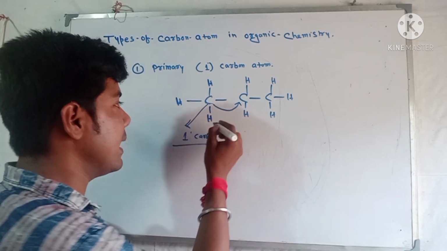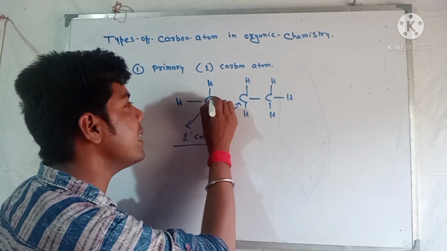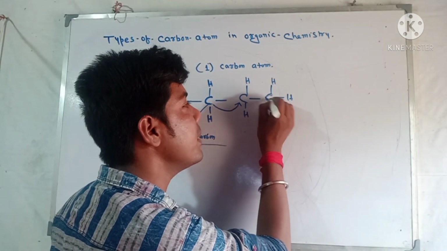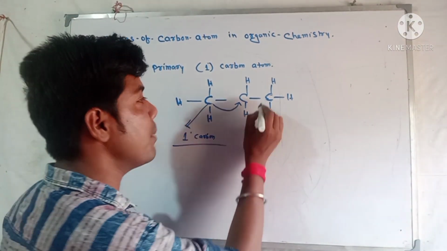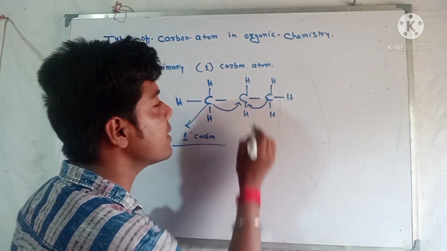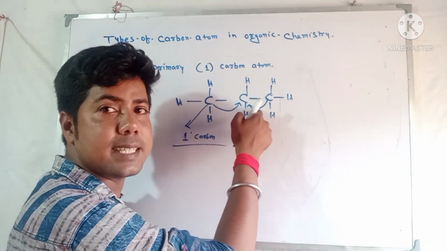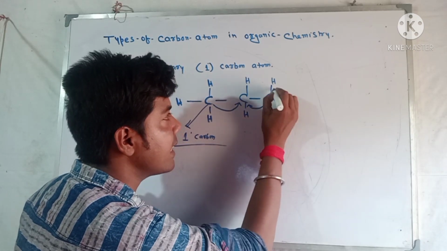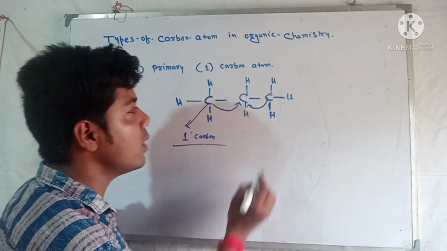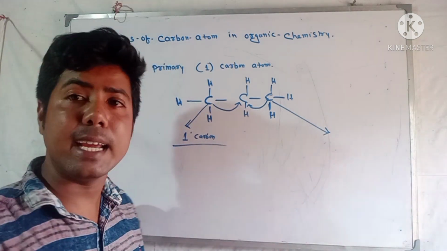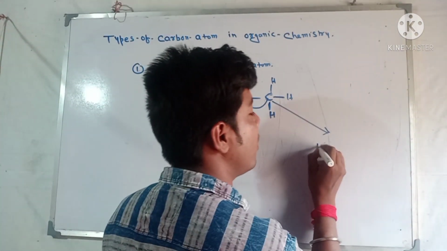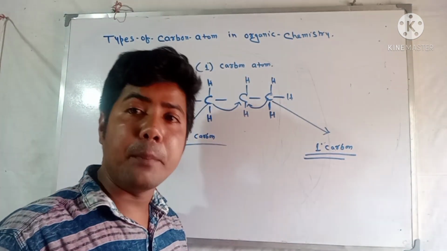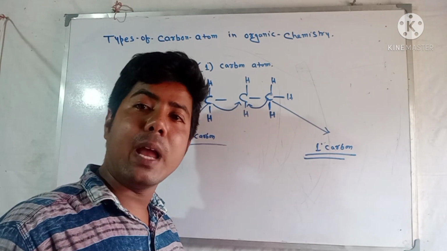If this can be a primary carbon atom, then here also the same condition applies. This carbon is attached with one carbon, and its 3 valencies are attached with 3 hydrogen atoms. So from another angle you can also say it is a primary or 1 degree carbon. So propane has 2 primary carbons.